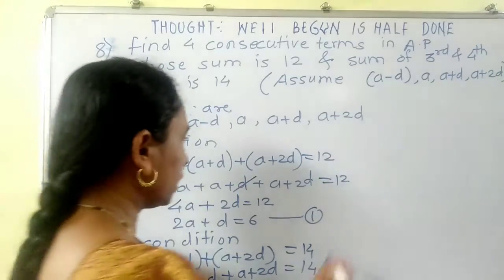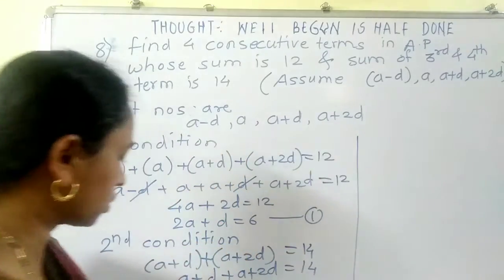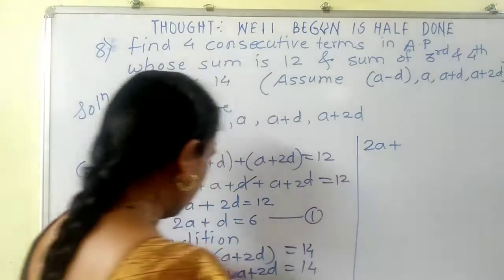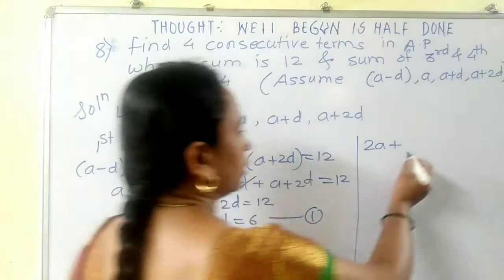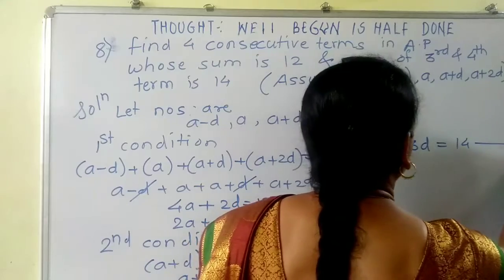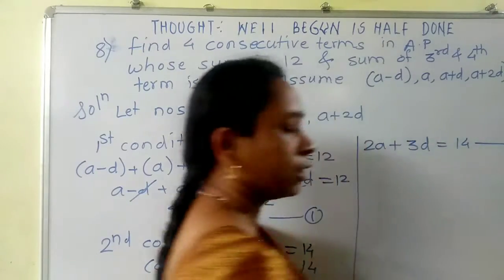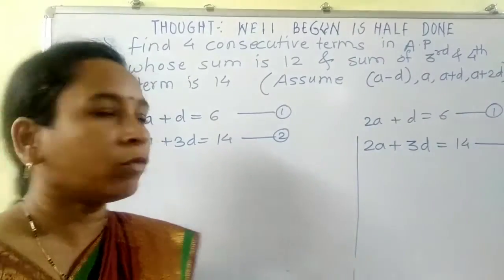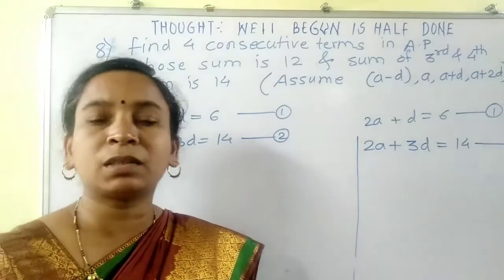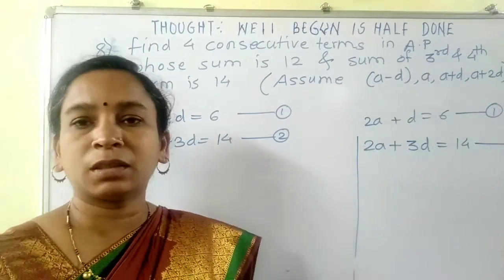So here we will get the equation: A plus A is 2A, plus D plus 2D, that means 3D is equal to 14. And this is my second condition. We have got these two equations. We will solve these two equations as simultaneous equations.